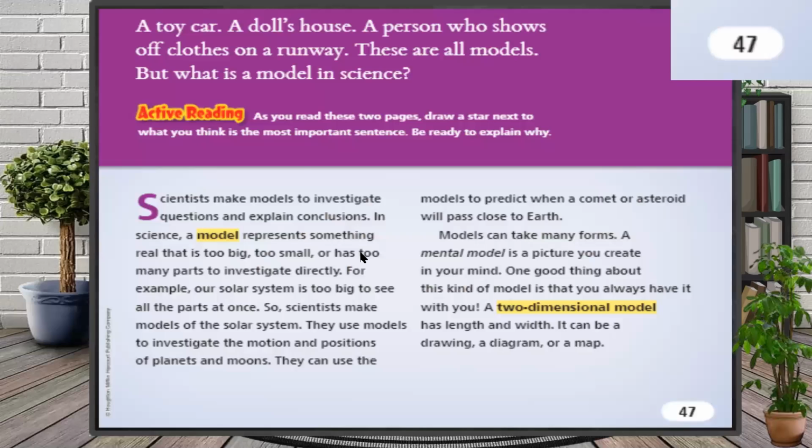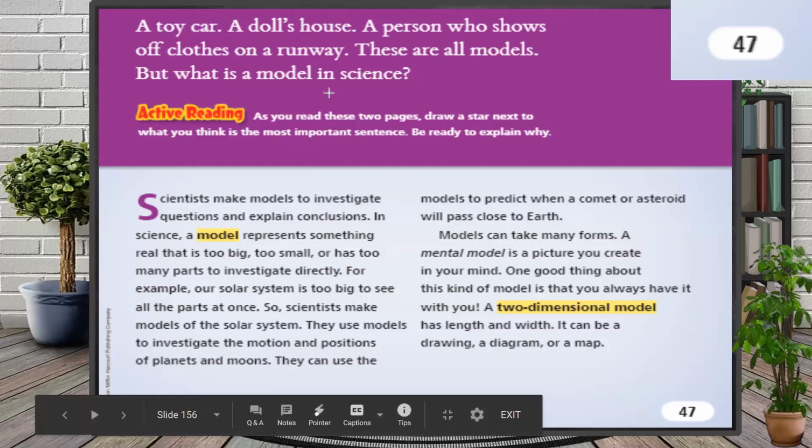Okay, over here you will find the words model and two-dimensional model. I want you guys to underline the meaning of model and two-dimensional model, each one on her own. Okay, guys? Done. Okay, good.